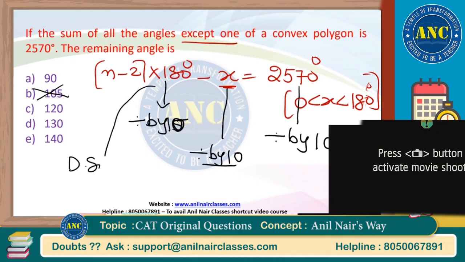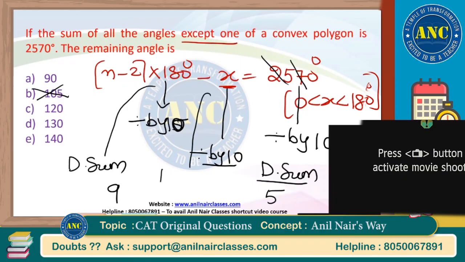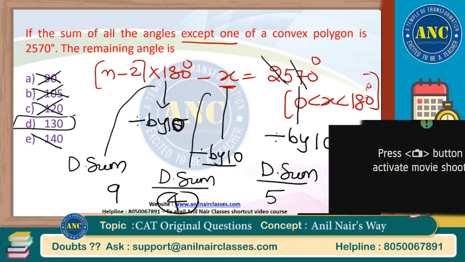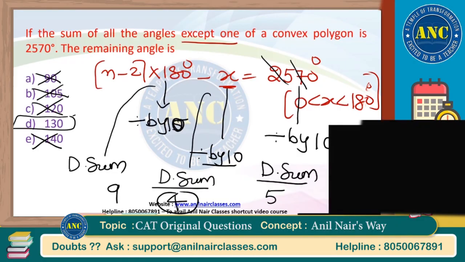180, digital sum is 9. 2570, 7 plus 2, 9, plus 5, 2570's digital sum is 5. So 9 minus something, digital sum is 5. This digital sum should be 4. Only the option which gives you the digital sum 4 is 130 degrees. 90 out, 120 out, 140 out. Answer is 130.